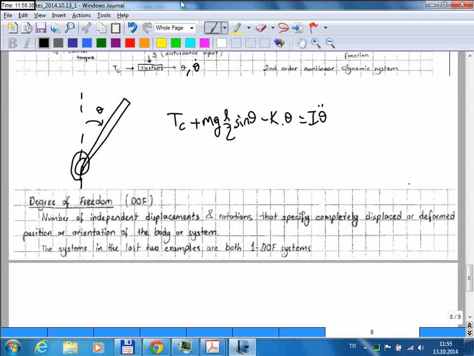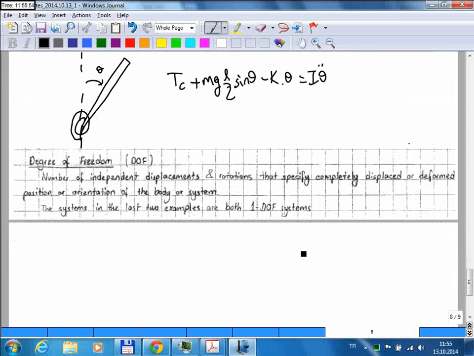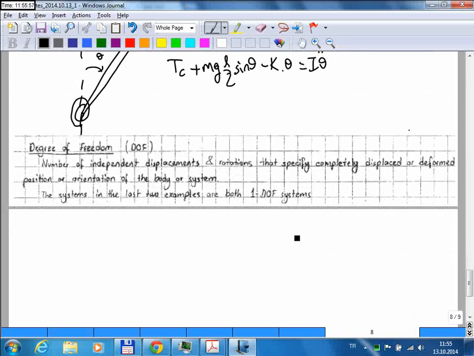Okay, so here's the definition of degree of freedom. It is the number of independent displacements and rotations that specify completely the displaced or deformed position or orientation of the body or system. So in other words, you have a system, and you take a picture of that system, and to express the position and the orientation of the system, how many variables do you need? That becomes the degree of freedom.